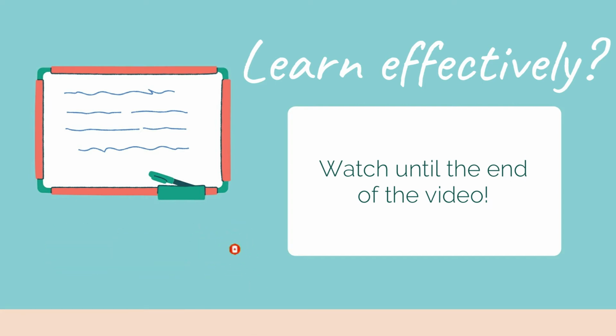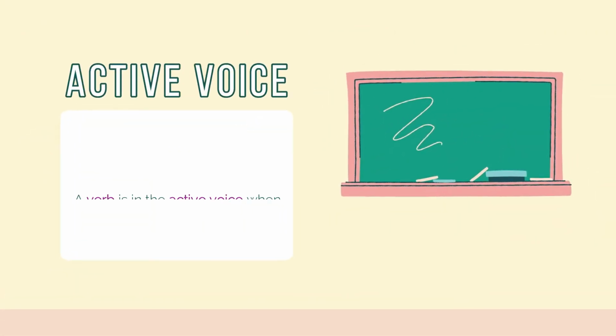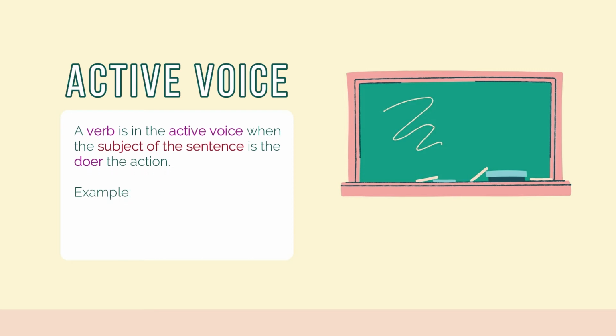Let's go straight to the lesson. Active voice. A verb is in the active voice when the subject of the sentence is the doer of the action. Let's define it by example.